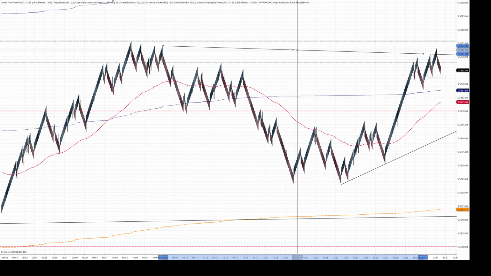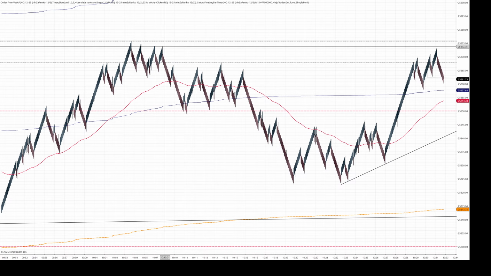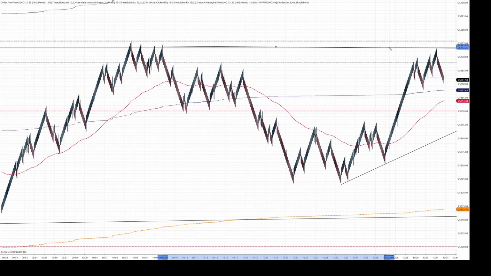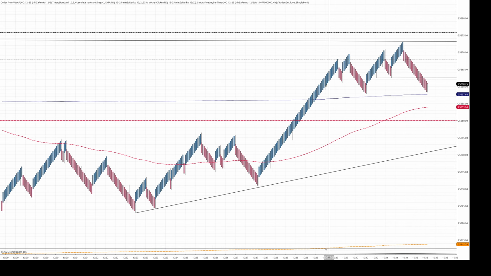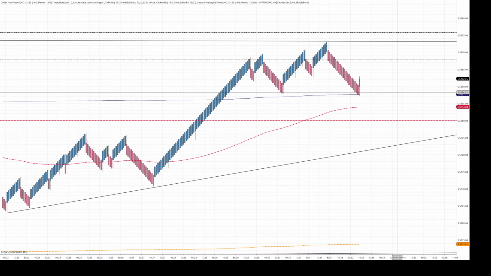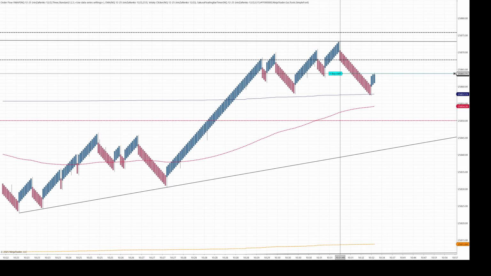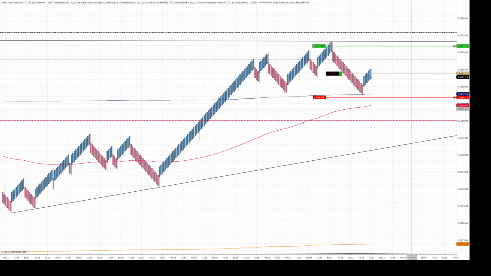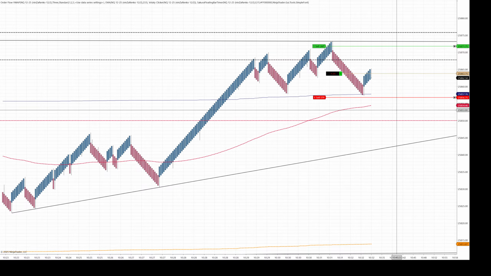Could delete this line now. We made a new high. We are coming down into the standard deviation level, which means we can take a potential trade here to go back up.